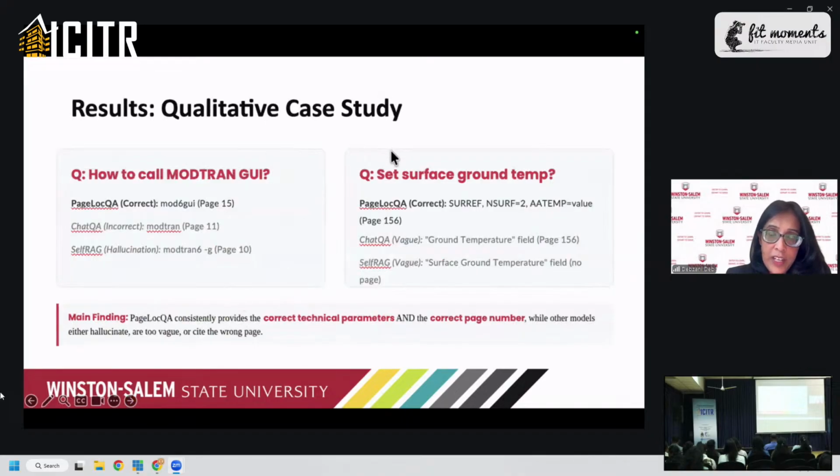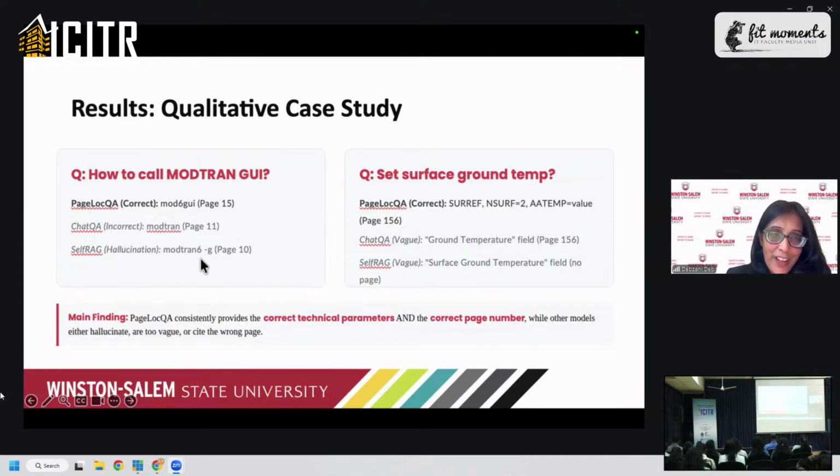Lastly, we did some qualitative study. So we asked some questions. For example, the first question is how to call Motran GUI. That is one of the typical questions that belongs to that document.